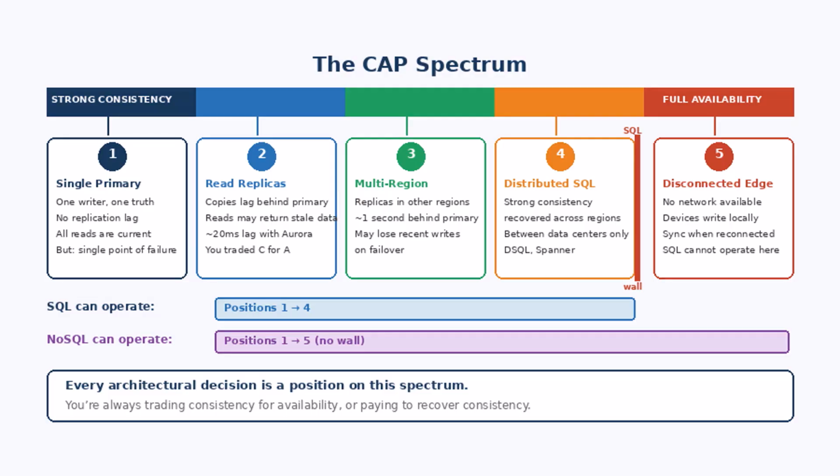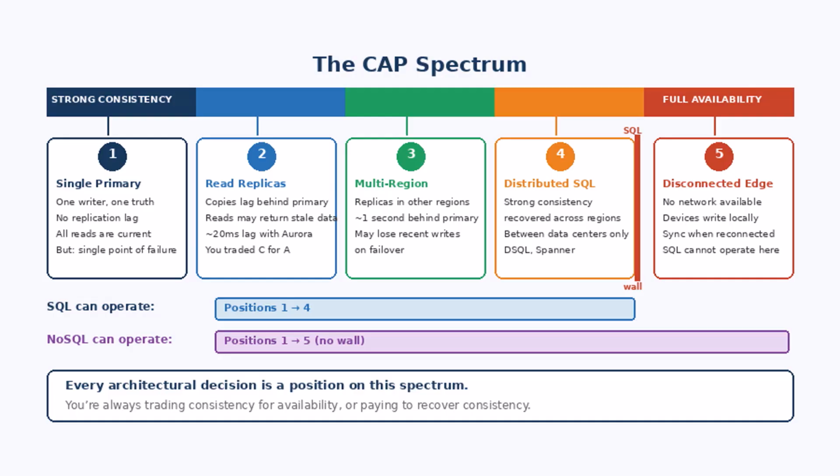With Aurora, it's about 20 milliseconds. Cross-region, it can be a second. At the edge with disconnected devices, it can be hours or days. An important clarification: eventual consistency is not a NoSQL concept. It's a CAP concept that applies to any distributed system with replicas. Aurora's red replicas are eventually consistent right now, and Aurora is a SQL database.